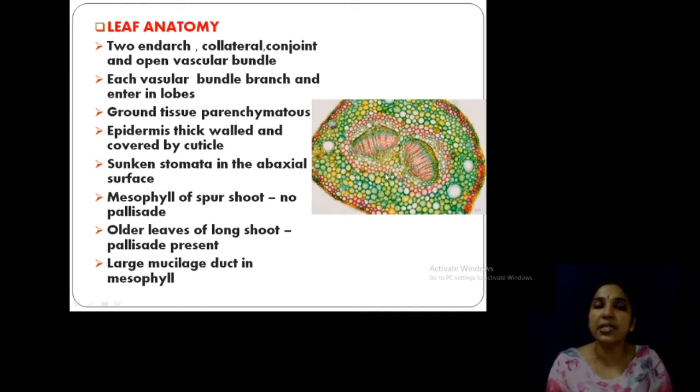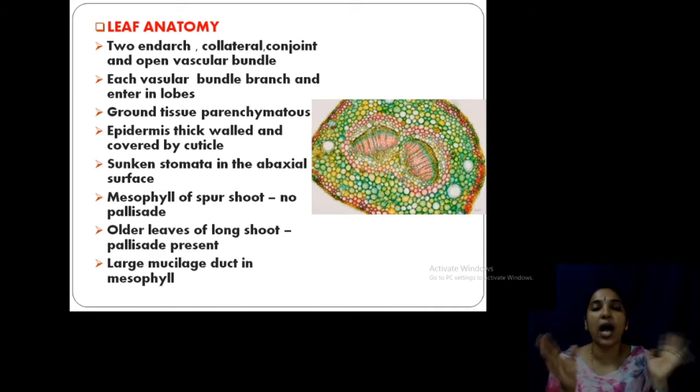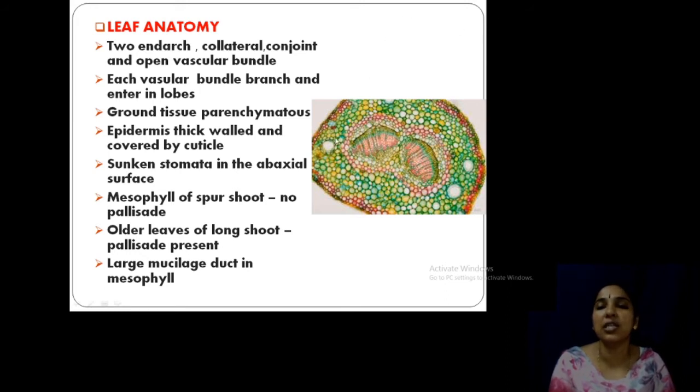The epidermis is thick walled, with stomata on the abaxial surface, that is, on the lower surface. The mesophyll of the spur shoot has no palisade. Palisade is present as columnar cells just below the epidermis; in the spur shoot that is absent. Older leaves of the long shoot do have the palisade. You can see in this picture there is no differentiation into palisade and spongy.